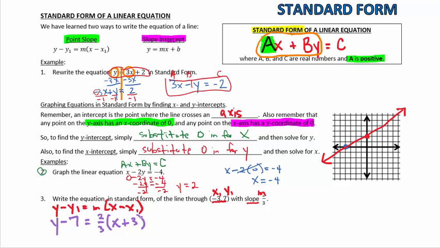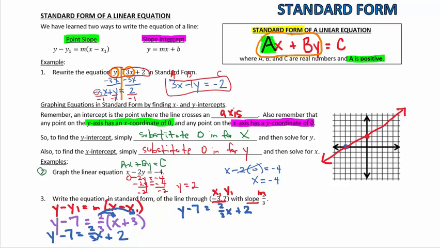Alright, and now I'm just going to solve this and then work on getting my x's and my y's on the same side. So the first thing to do is distribute that 2/3 in there, and I get y minus 7 equals 2/3 x plus, now 2/3 times 3, you can use your calculator, that's just going to give you 6/3, which is 2. So I'm going to write this over here. y minus 7 equals 2/3 x plus 2.